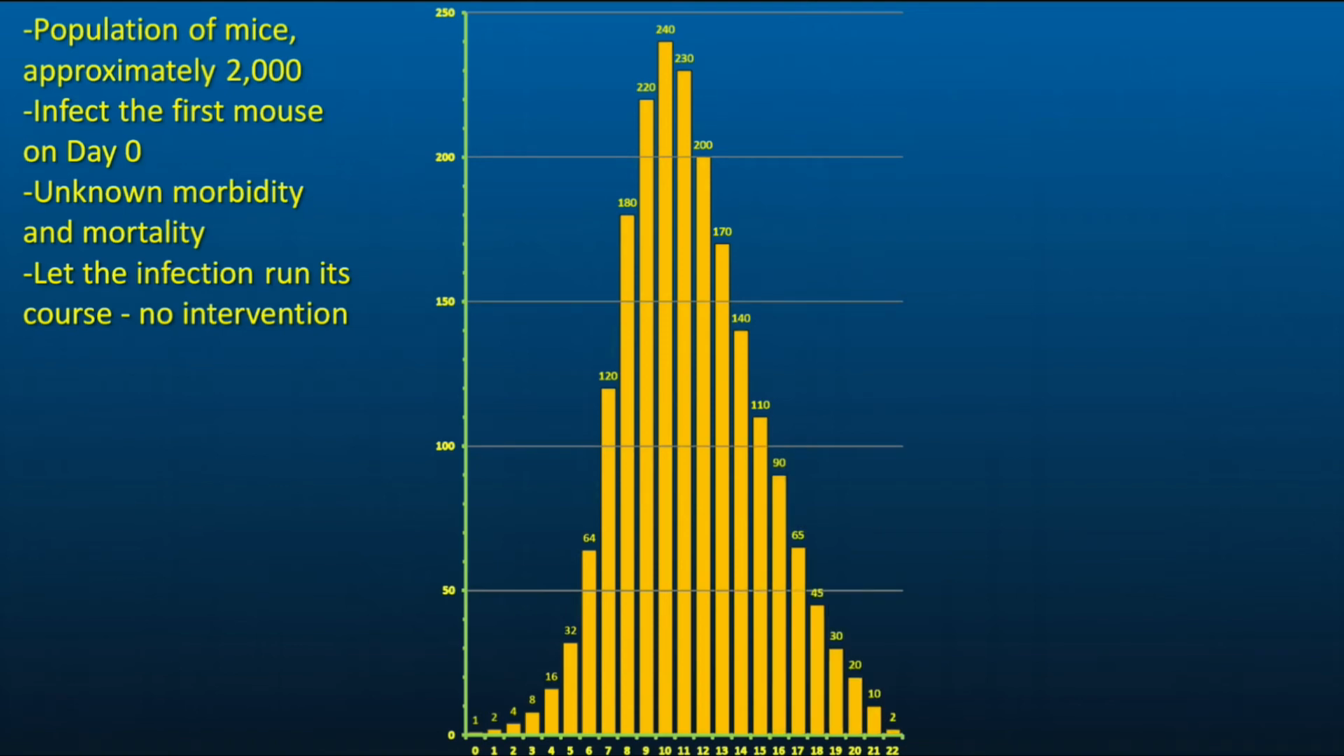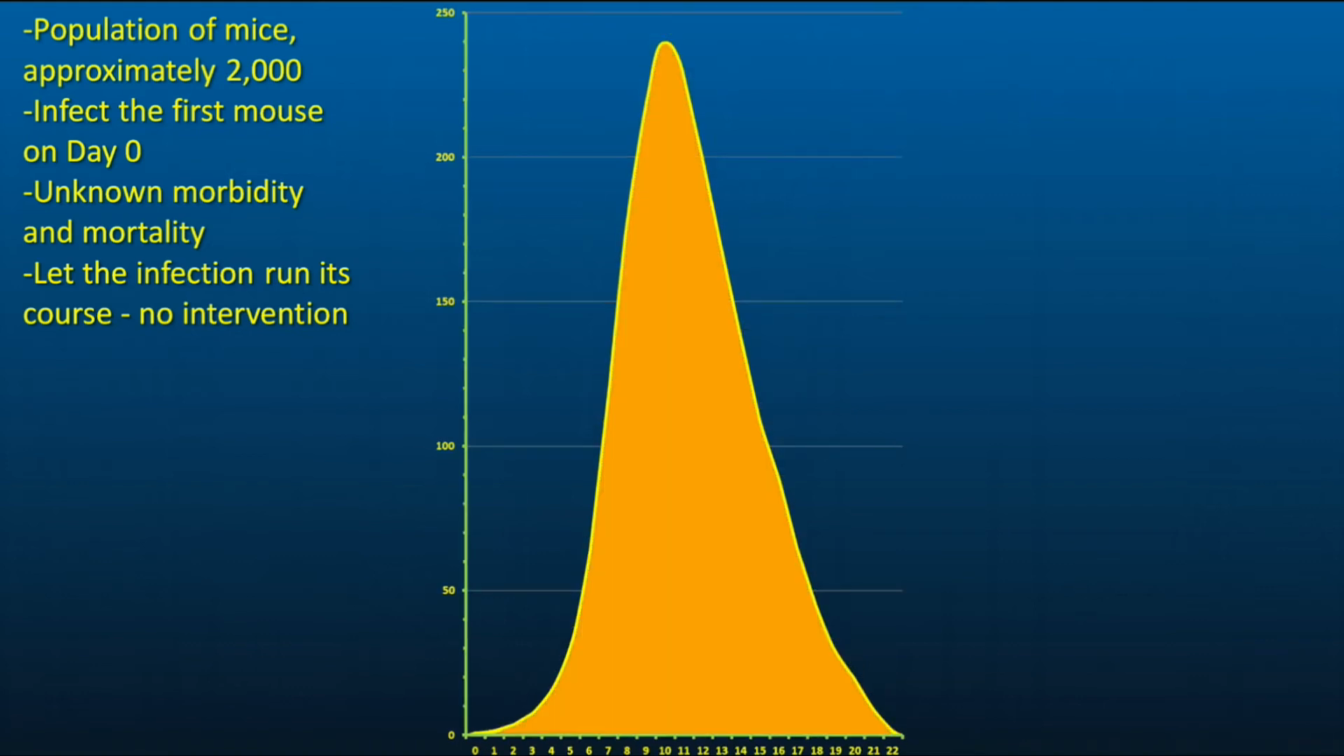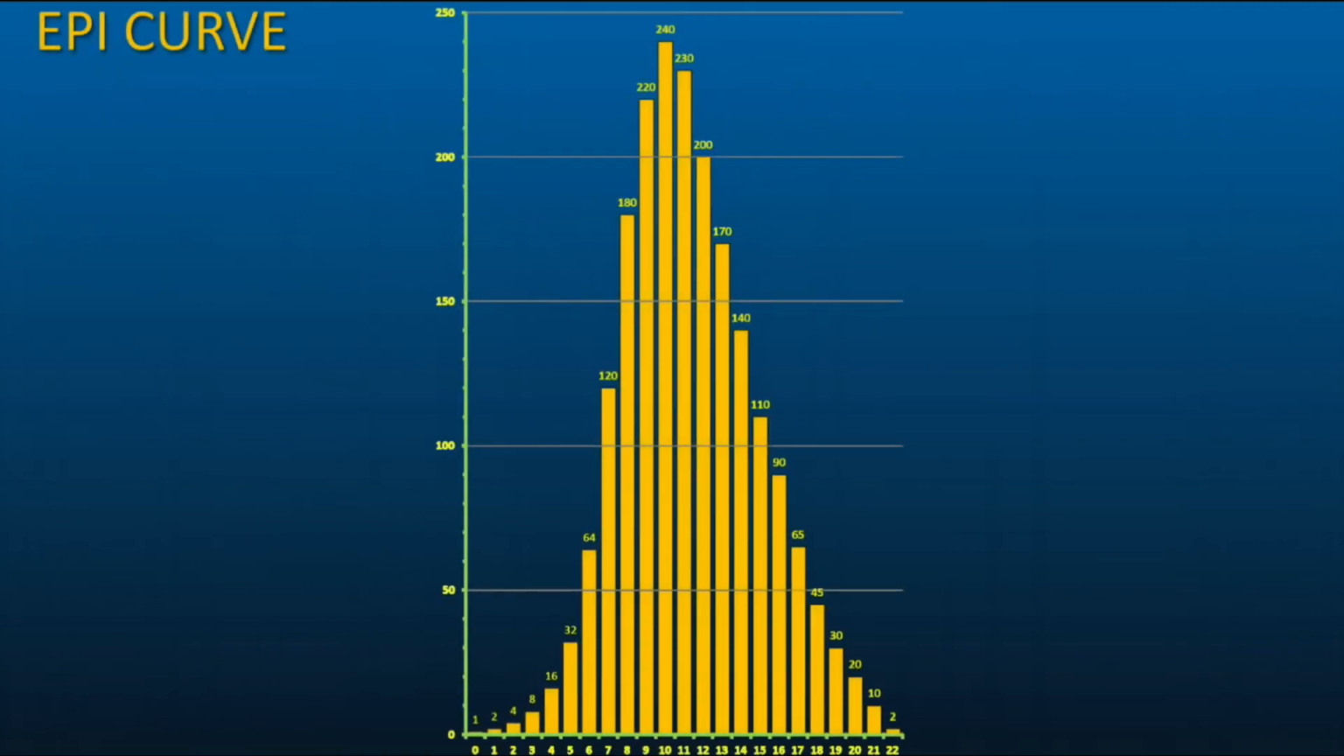Again, we can graphically represent the data from this experiment by using either the bar graph or the curve. And the orange area under the yellow curve represents the total number of mice affected during the course of this infection. This experiment gives us an example of an epi curve, and the shape of the curve is unknown until the infection is completely over, and it does not have to look like this.